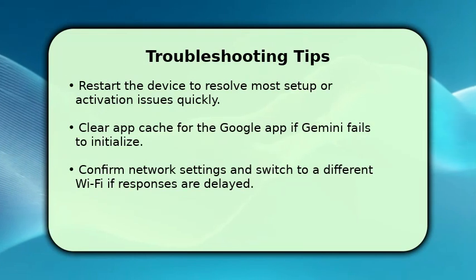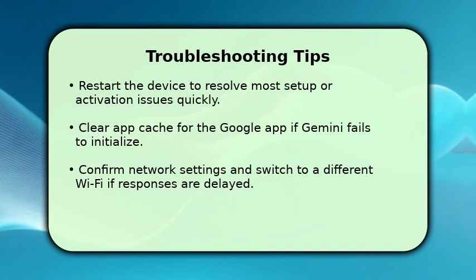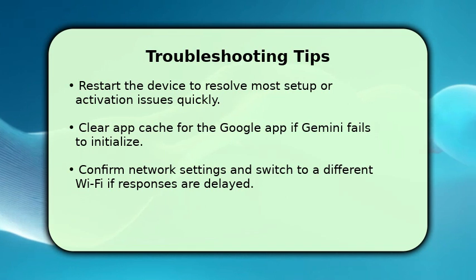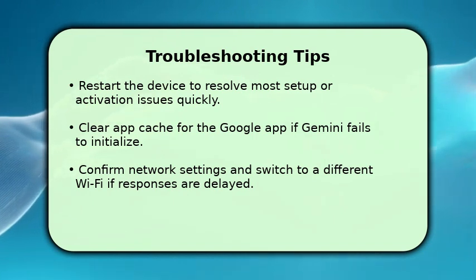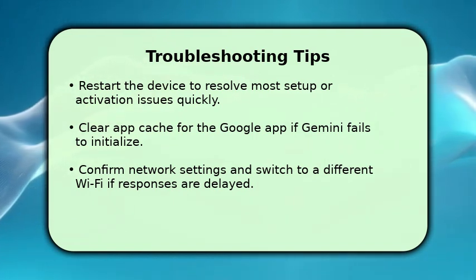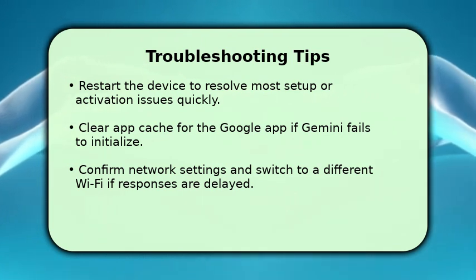If Gemini does not activate, try restarting your Samsung as a first step to clear temporary glitches and background conflicts. Next, clear the Google App Cache or update the app to the latest version to fix initialization errors and unexpected crashes. If responses lag or fail, switch to another Wi-Fi or use mobile data briefly to test connectivity. These quick fixes usually resolve setup hiccups, so you can start using Gemini reliably on your device.